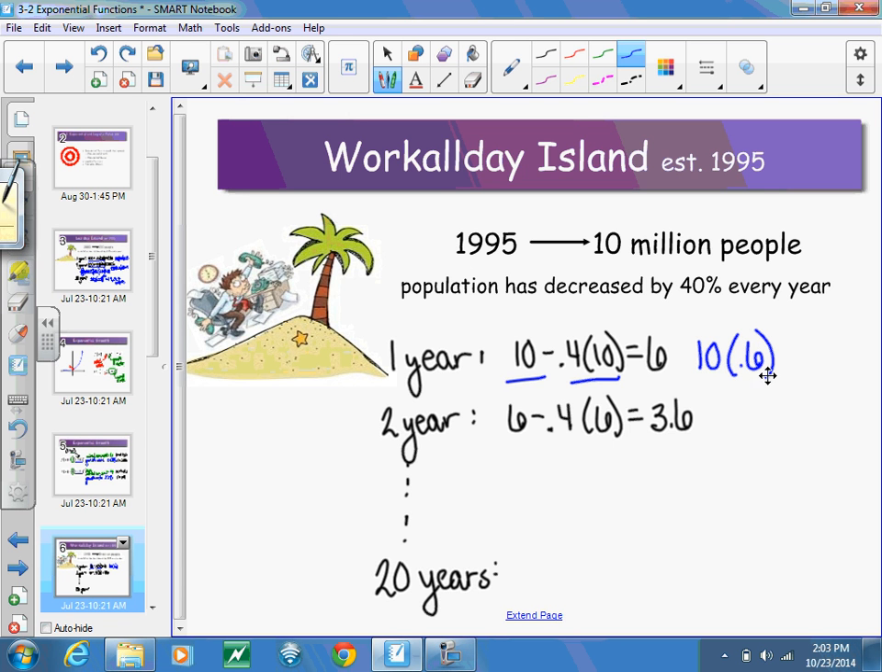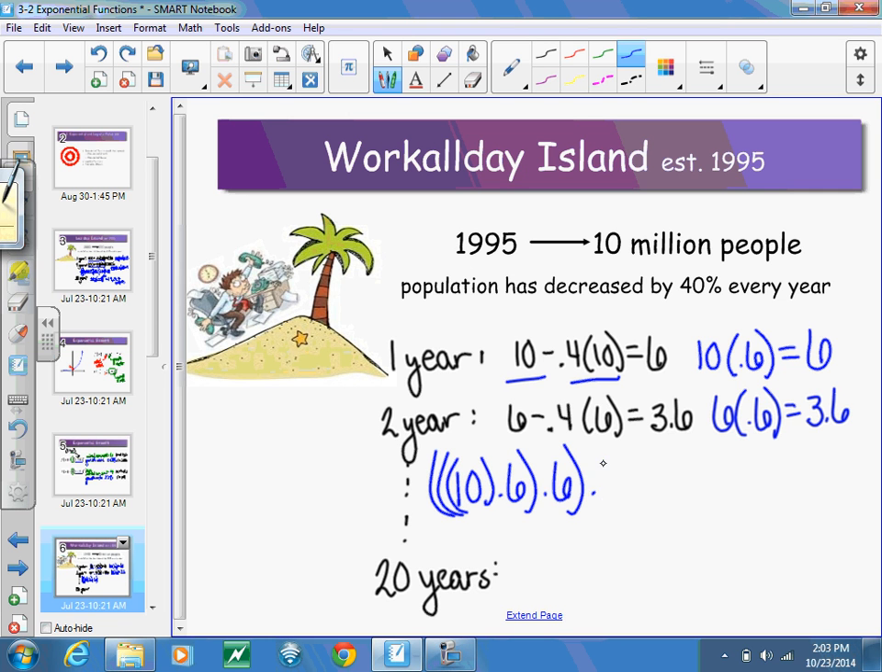So by taking 10 times 0.6, this is telling me that I'm going to have 6 million people on the island. Of that 6 million people the second year, if I look at 60% of that population, now I have 3.6 million people. So we started out with our 10 million people, and then I multiply it by 60%, and that's going to tell me how many people are on this island year after year after year. So by continuing with this for 20 years, ultimately I'm multiplying by 0.6 or 60% 20 times.